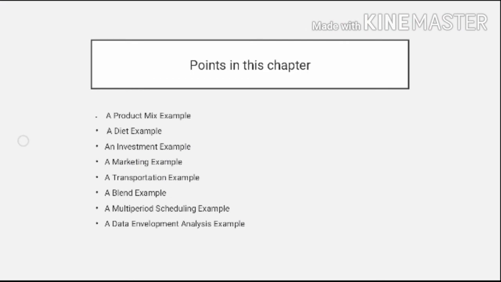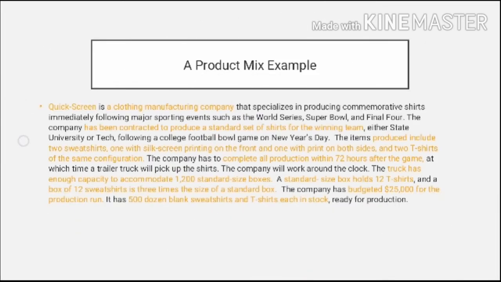Here are the main key points that we will be talking about in this chapter. First off, we have a product mix example, a diet example, investment example, marketing example, transportation example, blend example, multi-period scheduling example, and the data envelopment analysis example. For this video, let's discuss examples of product mix. From the word itself, product mix, it is already self-explanatory. So we'll proceed to the given scenario.